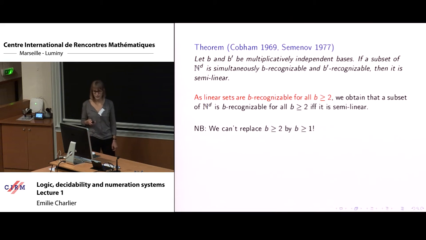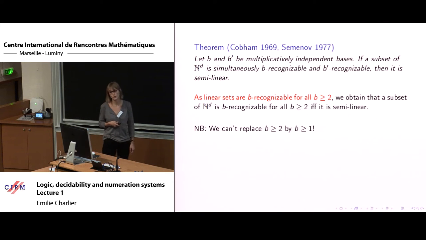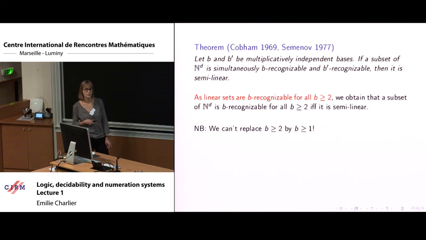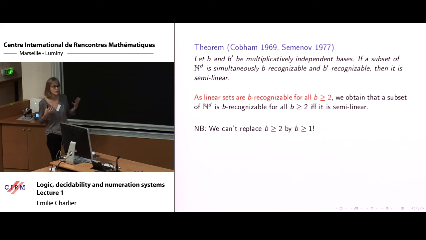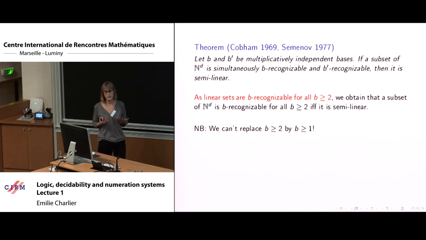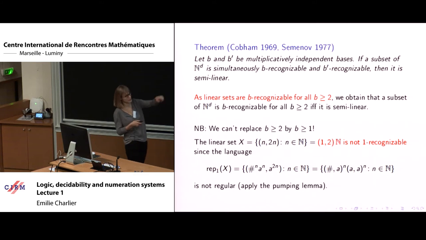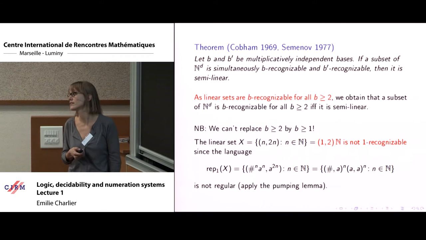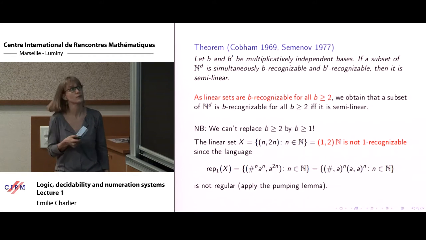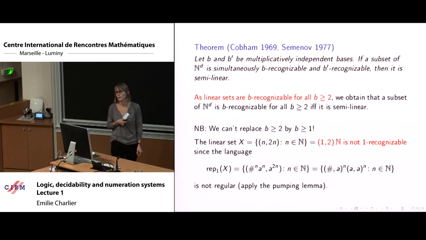Why? Well, it's just because of the other way of the Cobham theorem. Linear sets are not, in general, 1-recognizable. So it's already more complicated to capture the essence of 1-recognizable sets in multidimensional settings. In particular, you have that linear sets are not always 1-recognizable. So just as a small example, if you take this set, of course it's a linear set, and it's not 1-recognizable, because when you represent this in the numeration system of a unary representation of integers, what you get is this here for you.